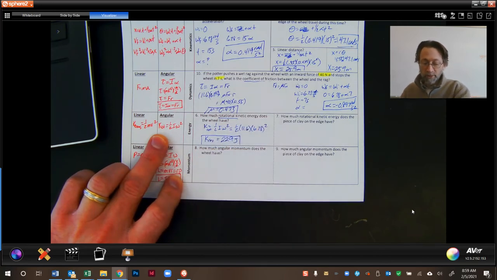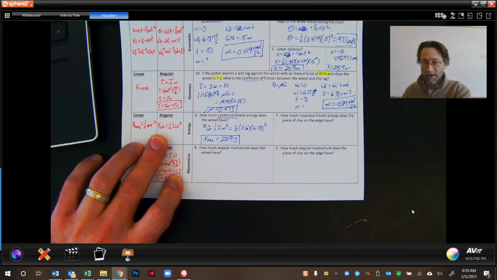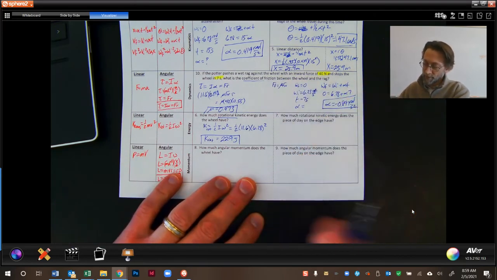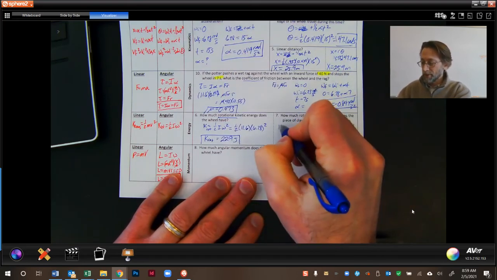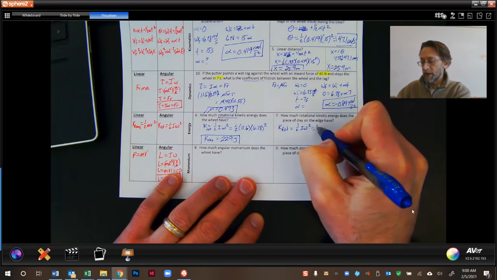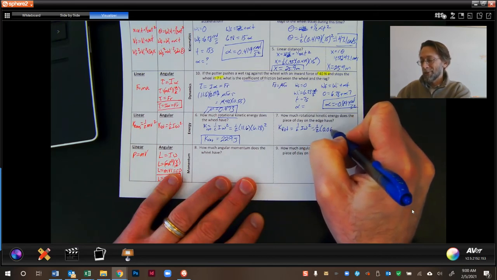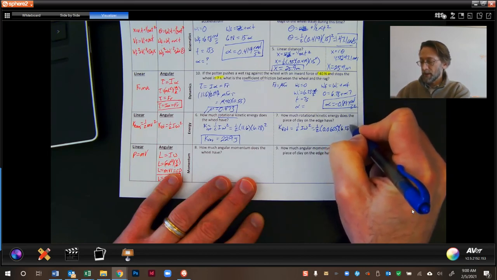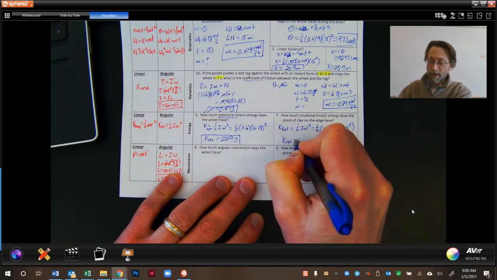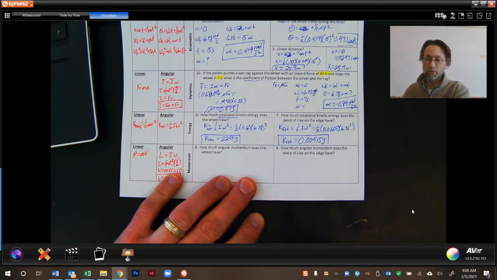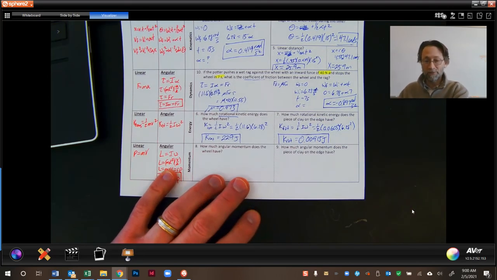How much rotational kinetic energy does the piece of clay on the edge have? If we put our clay back on after we've stopped the wheel, now we spin it back up again under the same conditions. So we're going to have a rotational value for the clay, 1/2 I omega squared. But remember, it had a slightly different I value. So we're going to plug in its I value, 0.0605, and the same velocity, 6.28 squared. So we end up with a rotational kinetic energy for it of 0.00915 joules.